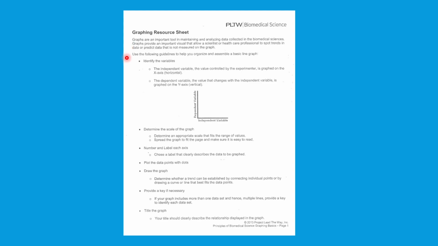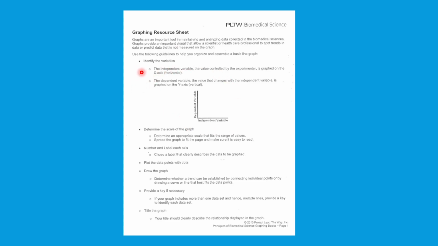Use the following guidelines to help you organize and assemble a basic line graph. So most of these instructions are talking about a line graph. There are times in environmental science that we'll do a bar graph, and I'll give you some information that we'll add to the back of the sheet that will help you with bar graphs. However, the X and Y axis, that is the same whether you're doing a line graph or a bar graph.